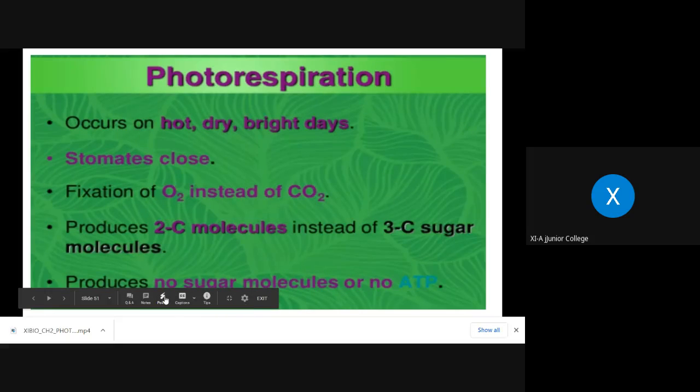Students, can you see the screen? Just let me know so that I can continue now.